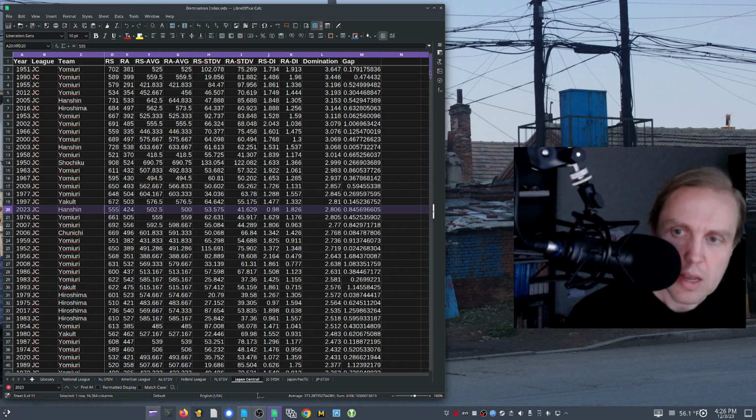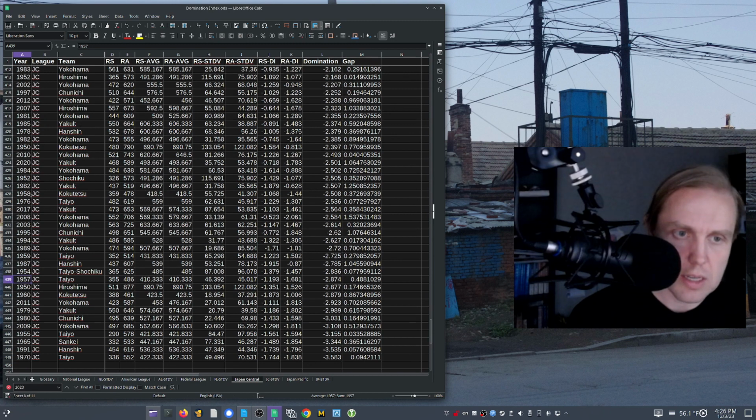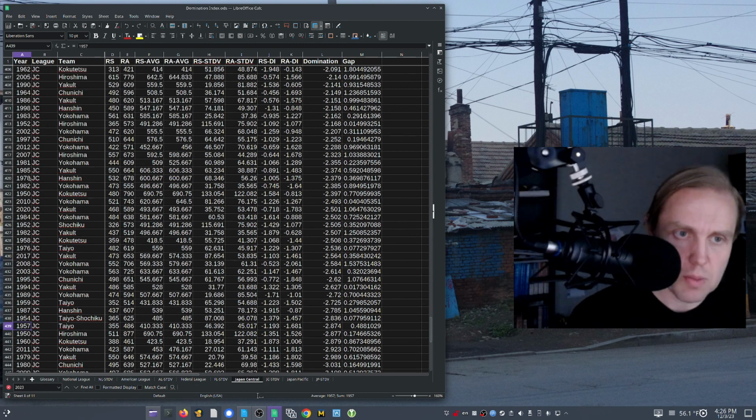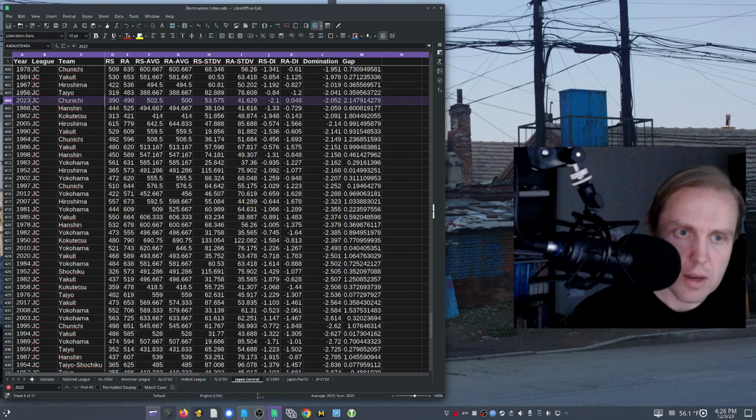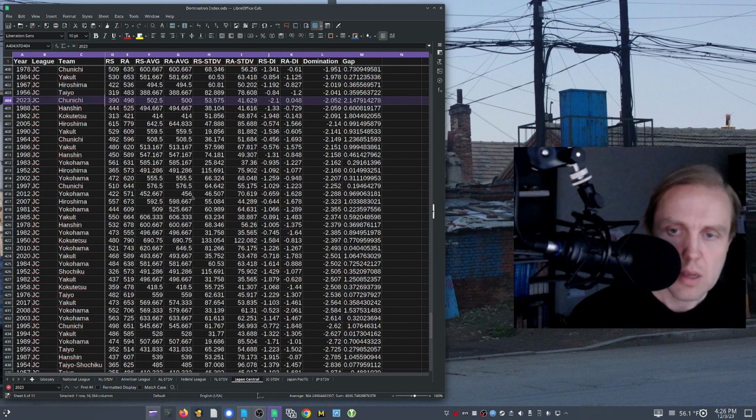Now, if we scroll down and we look for our 2023 Chunichi team, they're not quite the worst team in the history of Japanese baseball. There they are right here. So they're in 403rd place out of 448 teams. They're down there. But they did okay. Their pitching wasn't too bad. In fact, the pitching was a little bit better than average. This is probably because they have a pitcher's park.